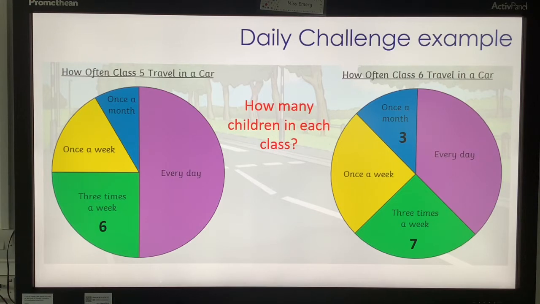I'd like you to have a think. Can you spot anything there that will help you? Either have a think yourself or talk to the people around you. How would you work that out? So hopefully you've had a chance to have a think.